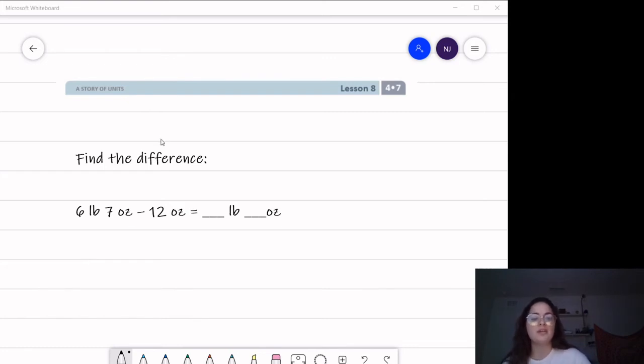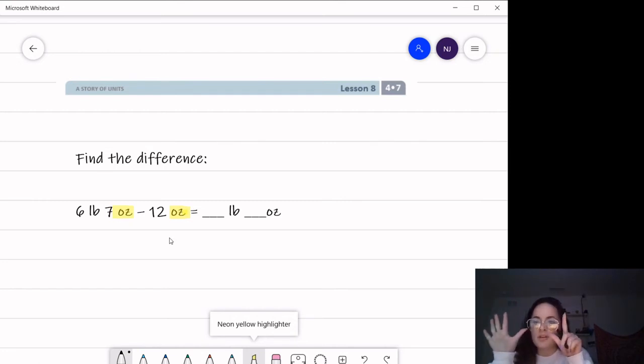Okay, so looking at 6 pounds 7 ounces minus 12 ounces, I'm going to look, what units do I have that are the same? I've got ounces and ounces, so I can subtract that way. However, now I'm going to ask myself, do I have enough ounces to subtract? If I've got 7 fingers up, can I put 12 down? Because I'm trying to take away 12 from 7. No, I cannot. I do not have enough fingers to put down.